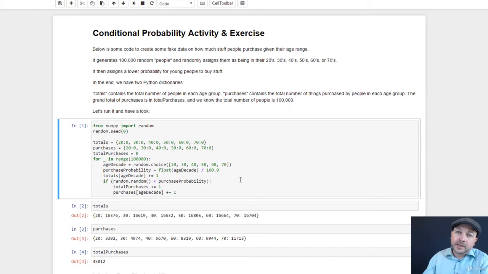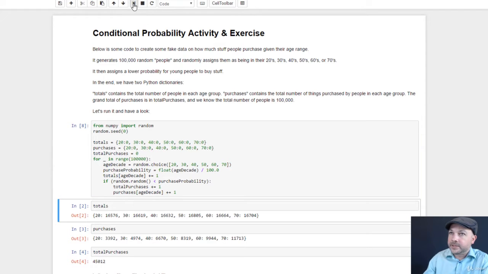If you want to stop and study how that works, just to brush up your Python skills, feel free. But at a high level, that's what it's doing. Generating 100,000 random people, assigning them to a different age, and creating a number of purchases per person where older people buy more than younger people. So let's kick that off.